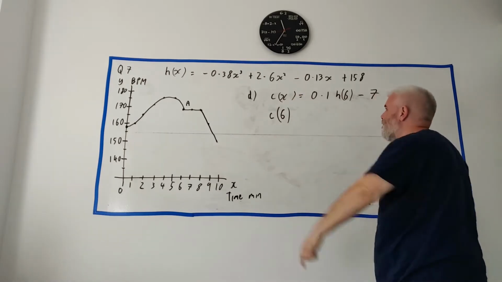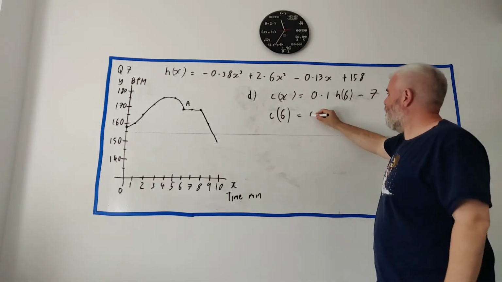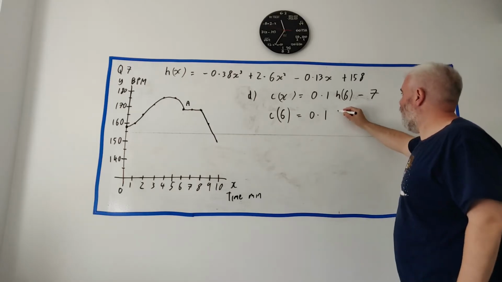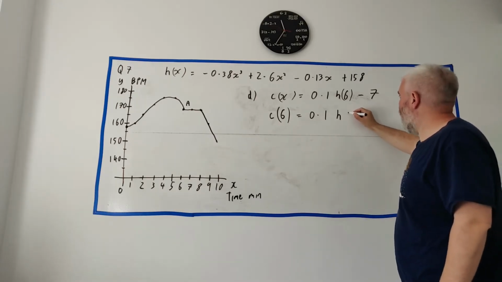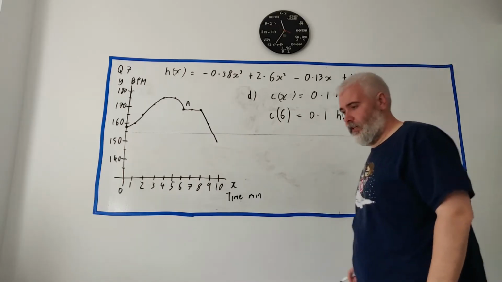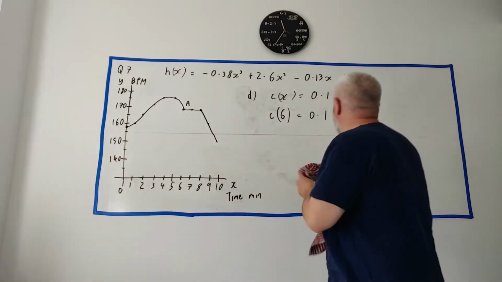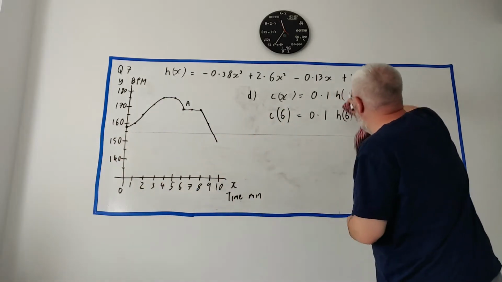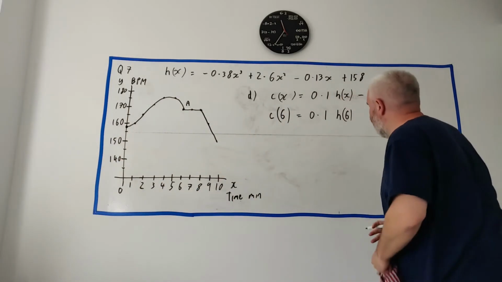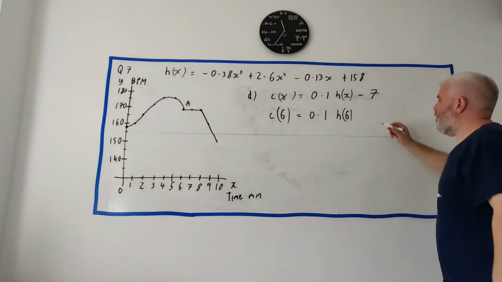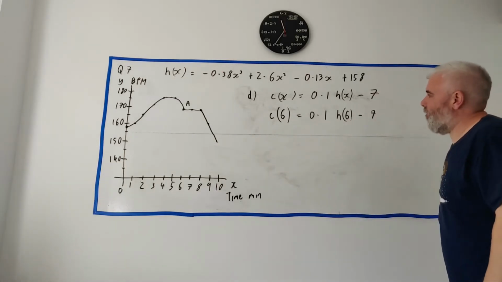X, they told you X's time, is equal to 0.1 H times, I've already put 6 in up here. That should have been an X up here at the start. I put 6 in for X, and then minus 7.